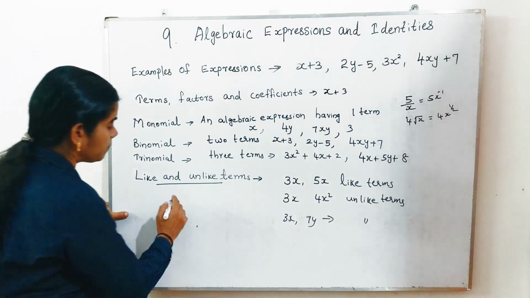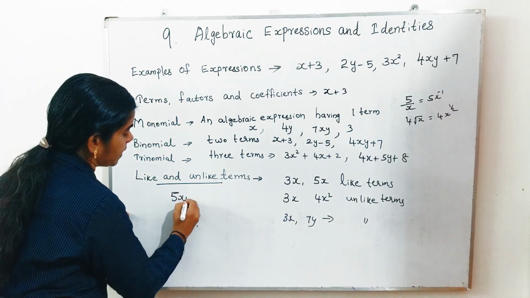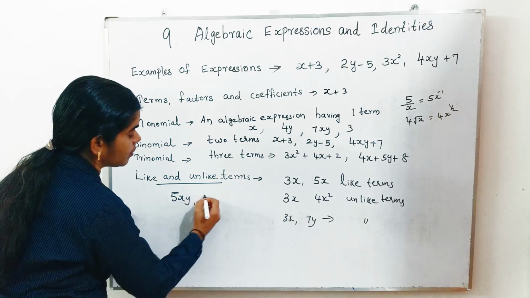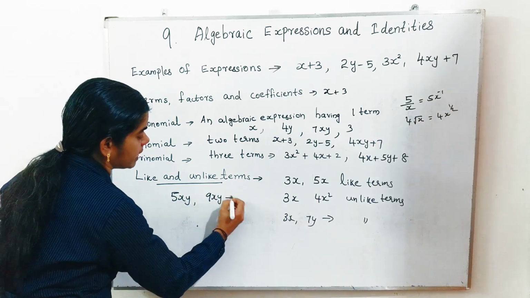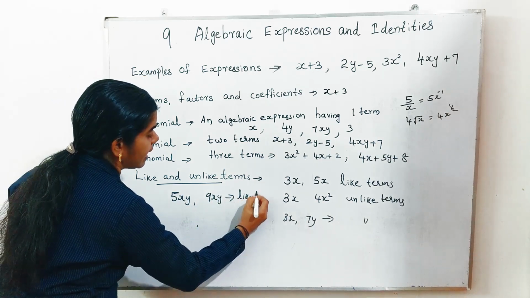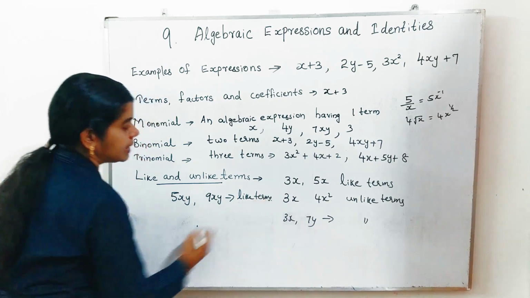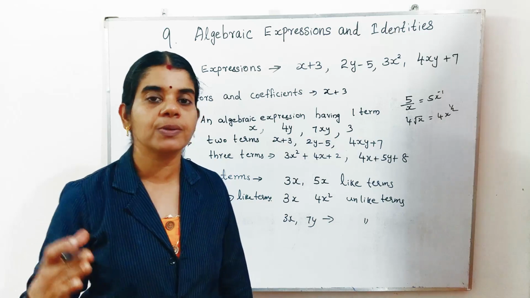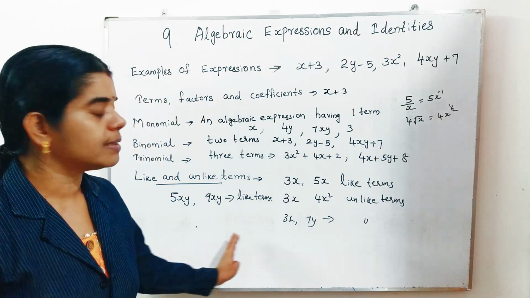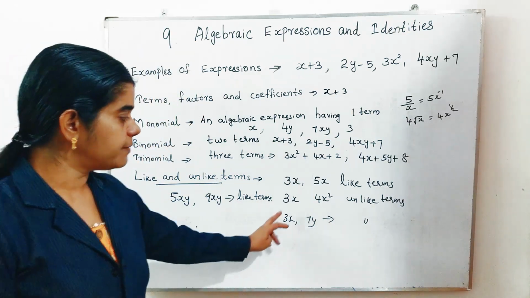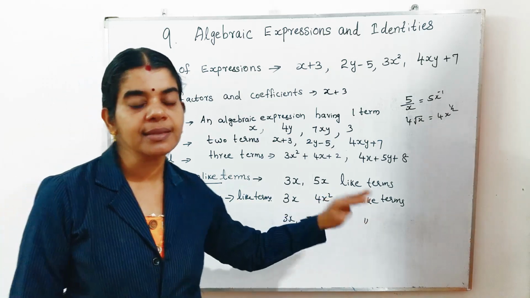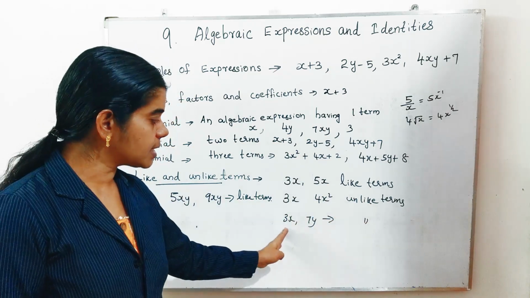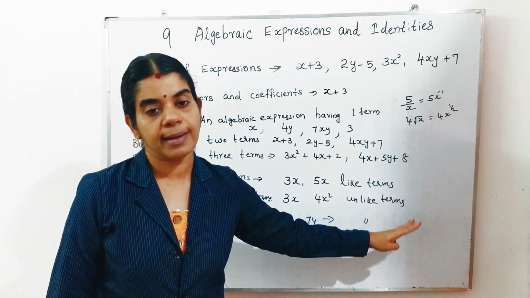If you are writing 5xy, what will be a like term of 5xy? 9xy. These will be like terms. Clear? Like terms mean the same variable and the same power of the variable. Such terms are known as like terms. If you take 3x and 4x square, those will be unlike terms. 3x and 7y are also unlike terms.